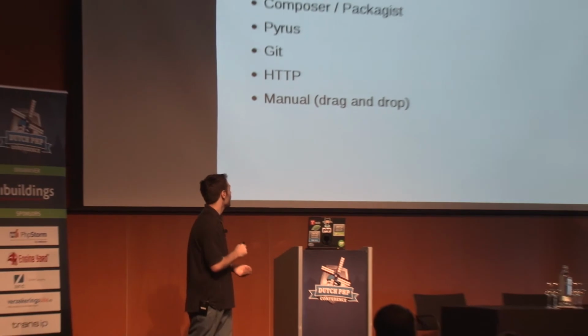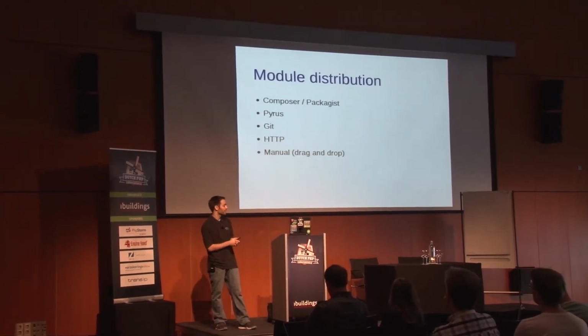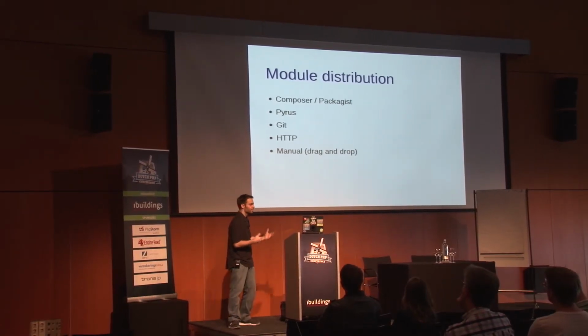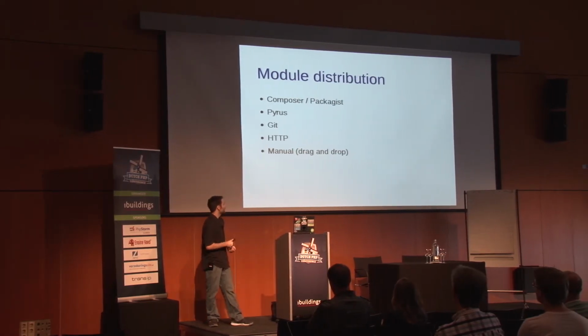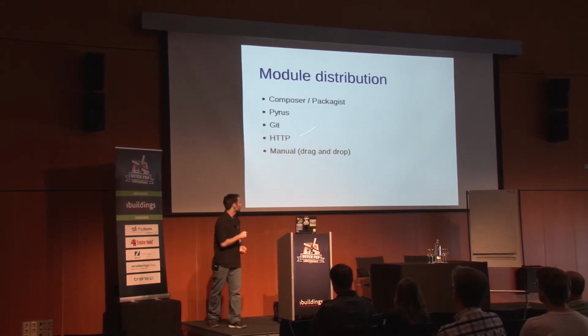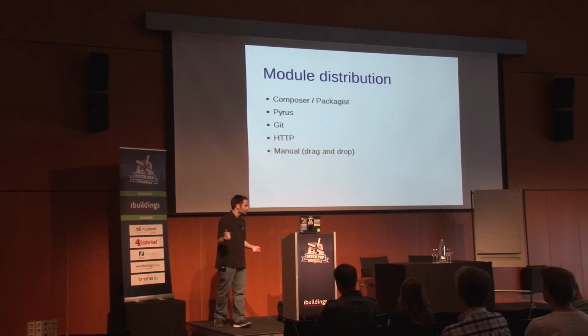And module distribution. This is my favorite part because this is the part that builds a community. We have Composer and Packagist now, and we have a bunch of other ways that you can actually install modules as well, in addition to Composer and Packagist. And Pyrus is like Pear 2.0. It's like the new version of Pear. You can put your modules up on a Pyrus channel if you want. You can also just clone straight from GitHub, and everything will just work fine. Or you could just download a Phar file from somebody's website.